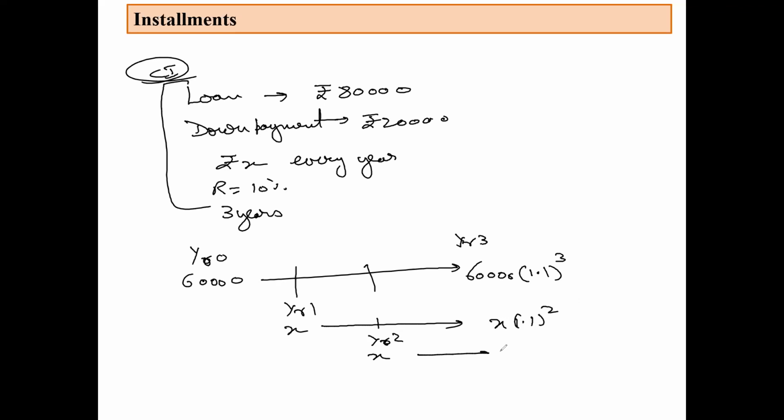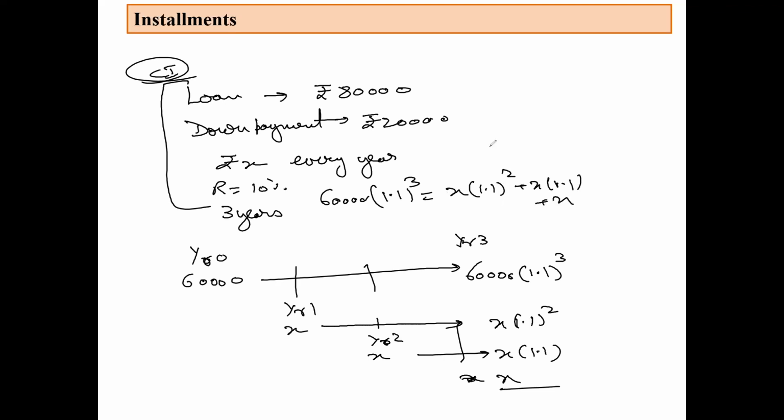So the value of this X rupees at the end of 3 years, that is after 1 year, will become X into 1.1. And finally, at the end of the third year, I'm paying X. The value of this will be X. And therefore, I can equate these two and say 60,000 into 1.1 cube, the amount payable, is equal to X into 1.1 square plus X into 1.1 plus X. Again, an equation in X, we can solve this.